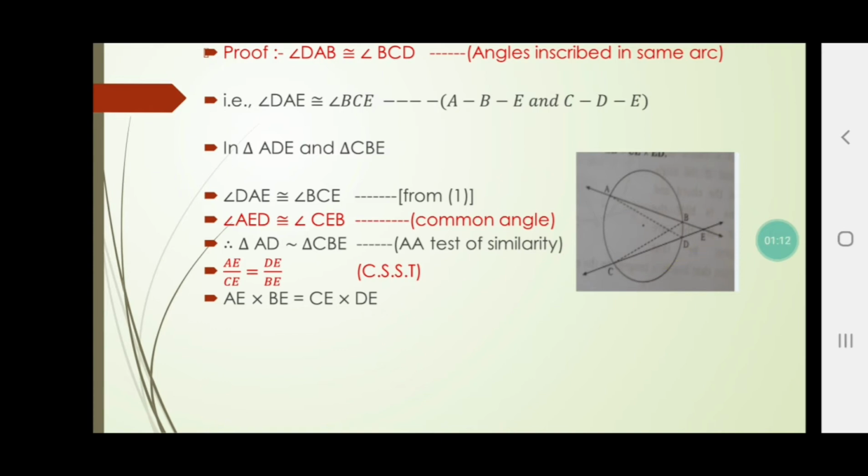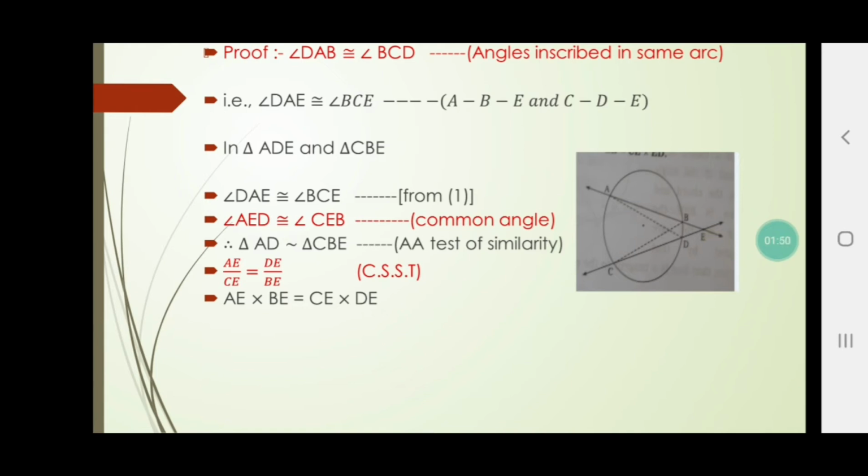Now come to the angles forming over here. Angle DAB and angle DCB are both formed by the same arc, inscribed in the same arc. That's why they are equal. So in place of angle DAB, I can write angle DAE, and in place of angle BCD, I can write angle BCE.